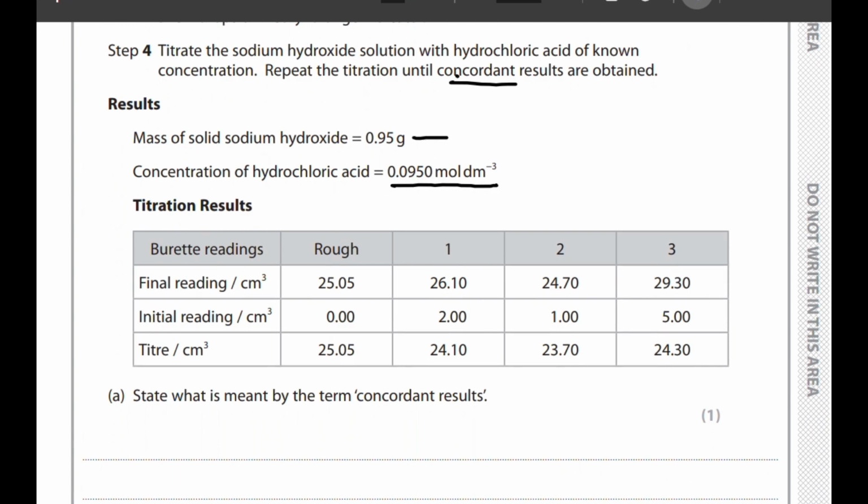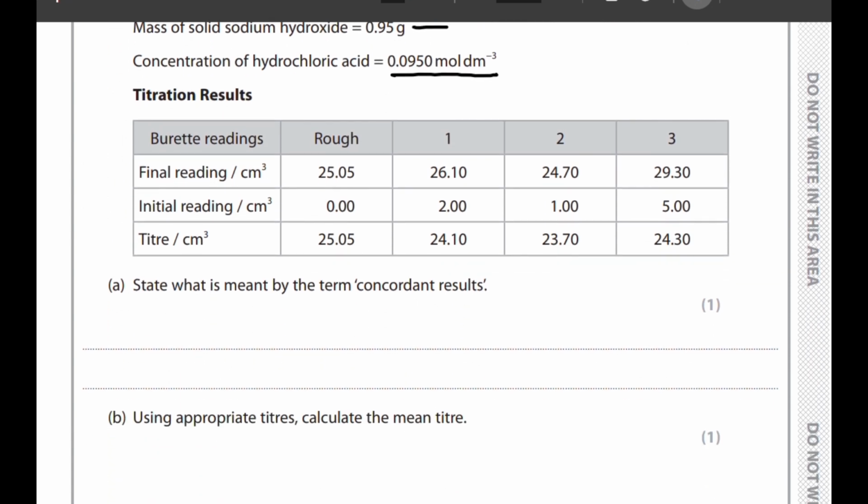Now, state what is meant by the term concordant results. The results that are within 0.2 centimeter cube of each other are concordant results. So whenever you need to calculate the mean titer, always take concordant results, whether it's mentioned or not, but it's important to take concordant results. Otherwise, your whole calculation will become wrong.